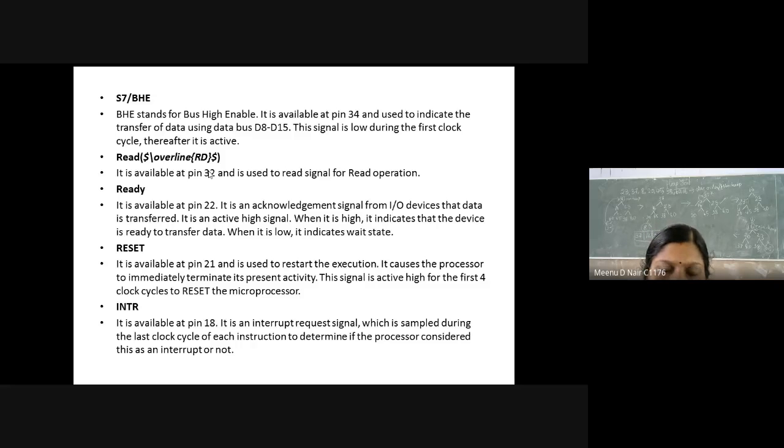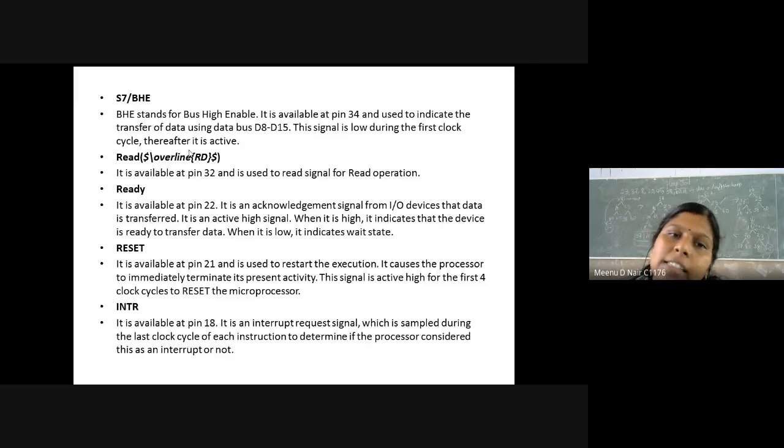Okay, that is bus high enable. So the higher half, that is D8 to D15, that is the second half. If it is enabled, then only you can transfer the data through D8 to D15. And this signal is low during the first clock cycle. Thereafter, it is activated. Then read operation.